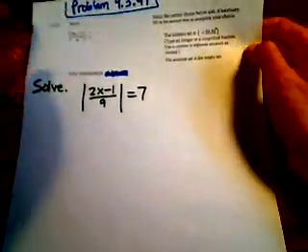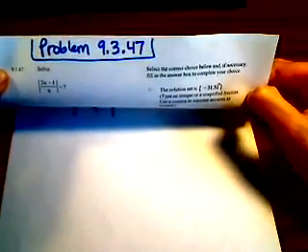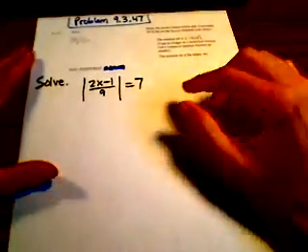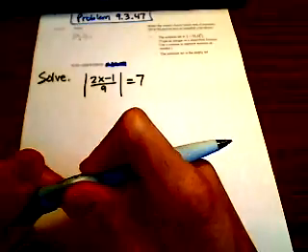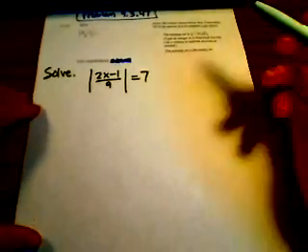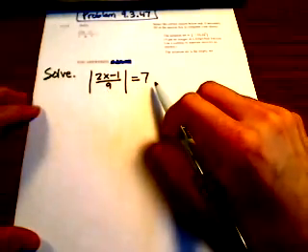Okay, so this is problem 9.3.47, and they ask us to solve the absolute value of (2x minus 1) over 9 equal to 7. Okay, and in this problem we have an absolute value equality.